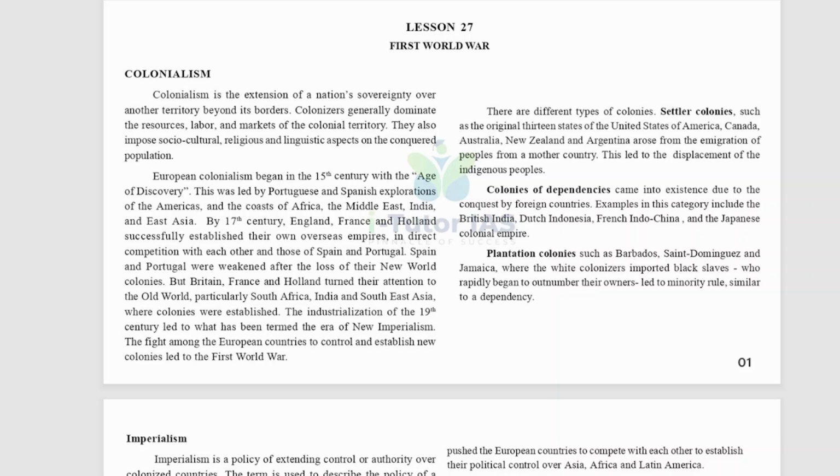It was a global conflict that primarily pitted the Allied powers, led by Britain, France, Russia, Italy, and later the United States, against the Central Powers. The Allied powers, and the Central Powers are Germany, Austria-Hungary, and the Ottoman Empire. So, two powers are there in World War One, that is Allied powers and Central powers.